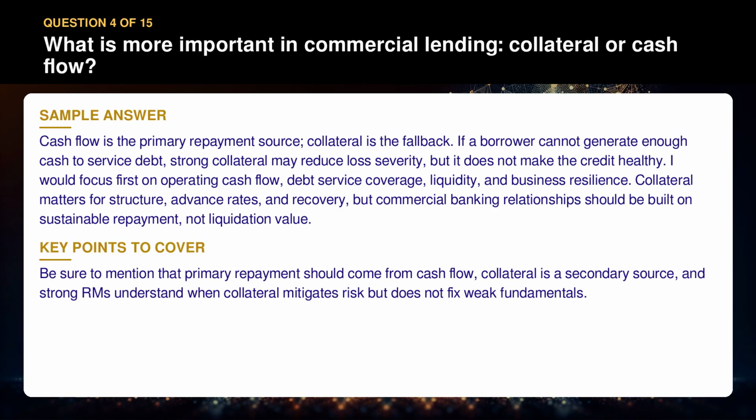value. Be sure to mention that primary repayment should come from cash flow. Collateral is a secondary source, and strong RMs understand when collateral mitigates risk, but does not fix weak fundamentals.